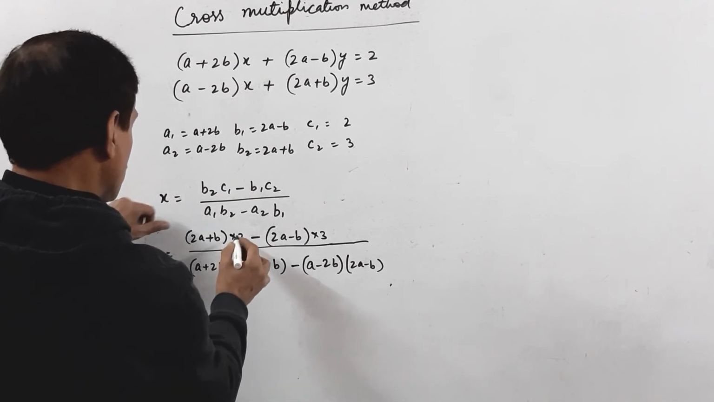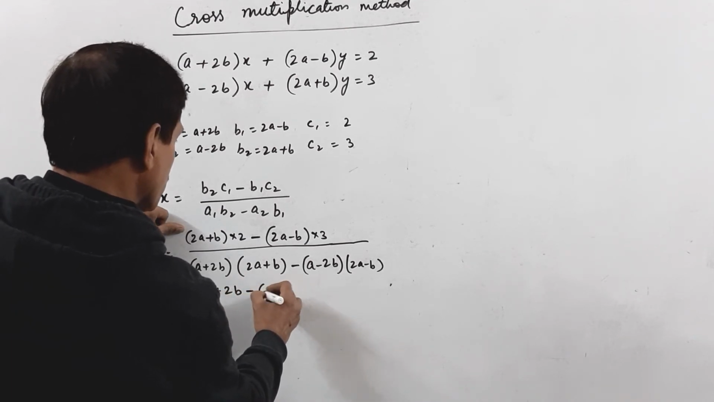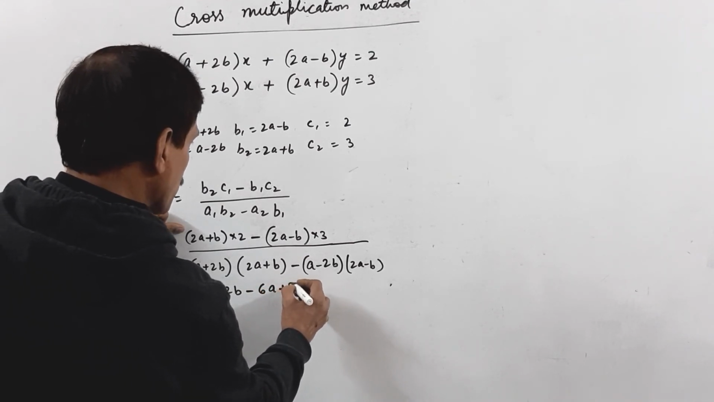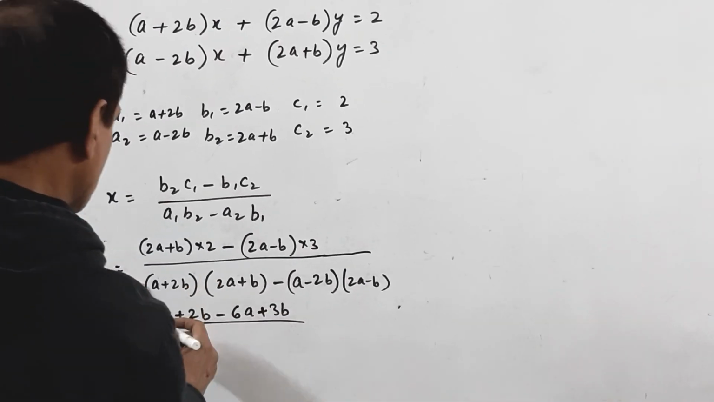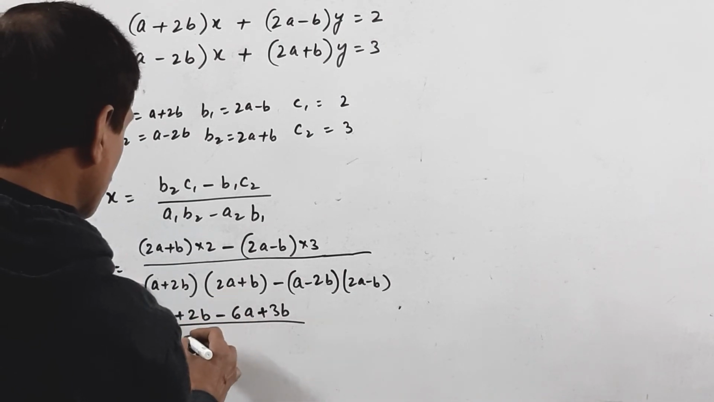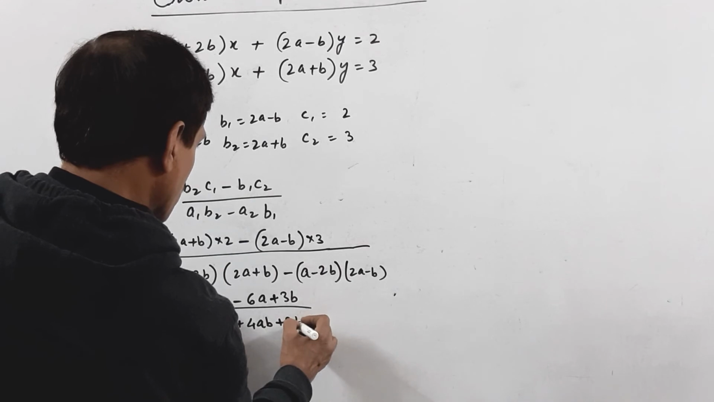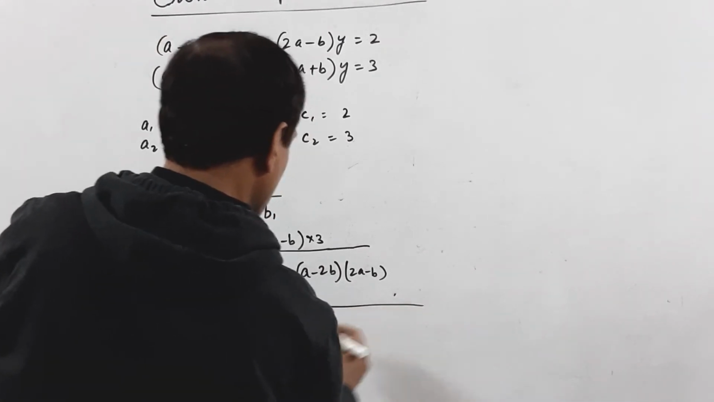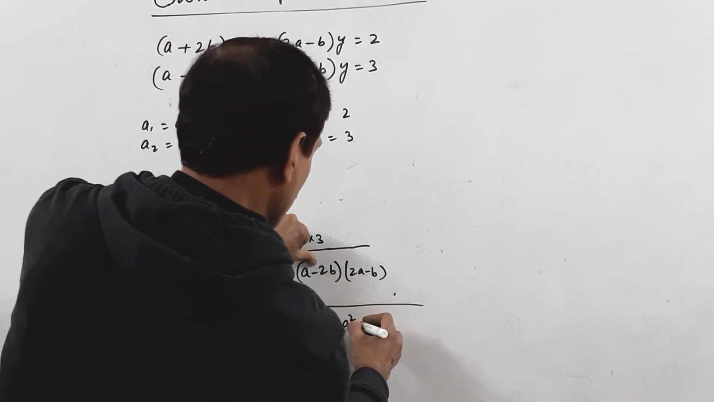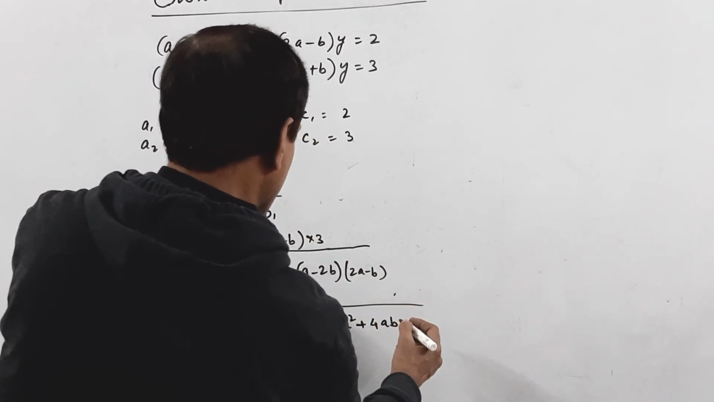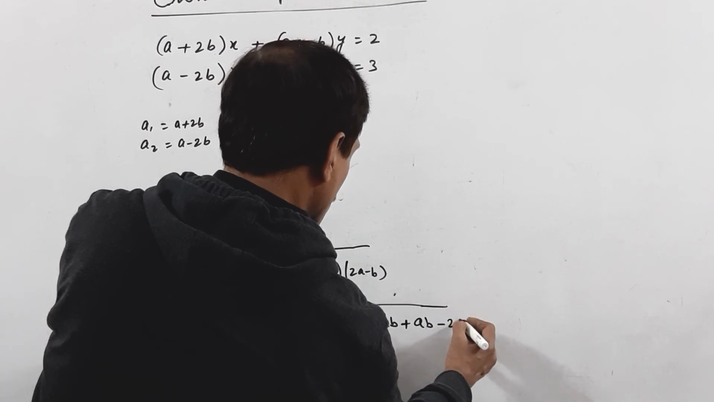Now solving it, this is 4a plus 2b minus 6a plus 3b upon, because minus b and minus n become positive, upon this is twice a square plus ab plus 4ab plus 2b square minus 2a square plus 4ab plus ab minus 2b square.